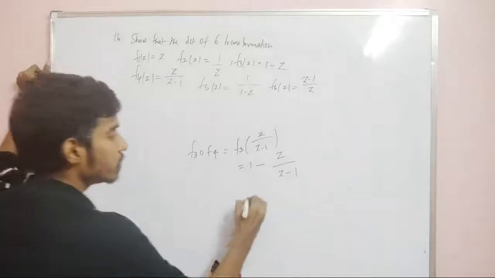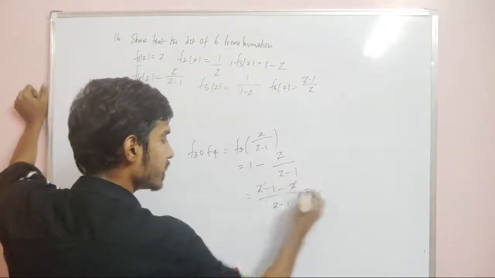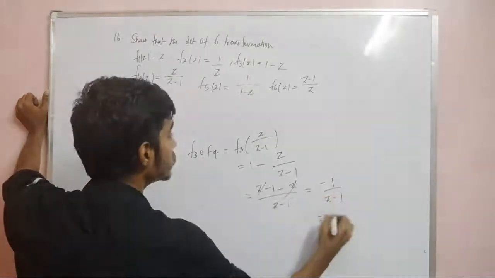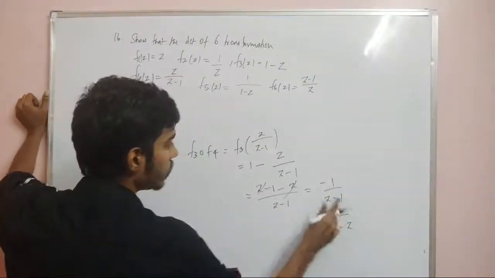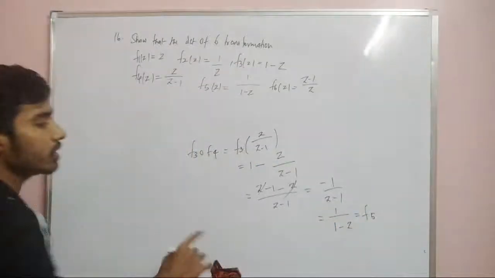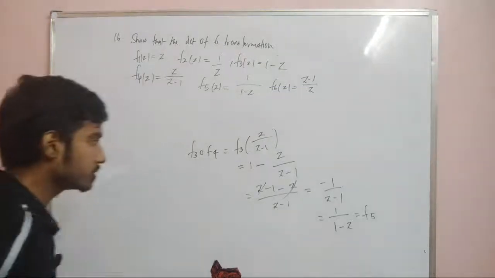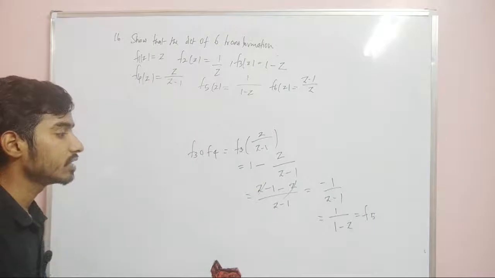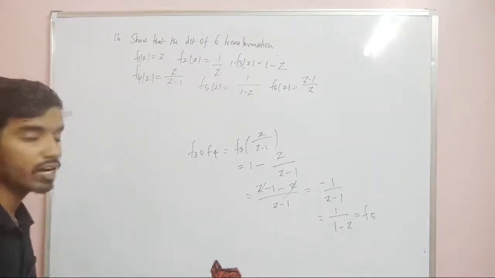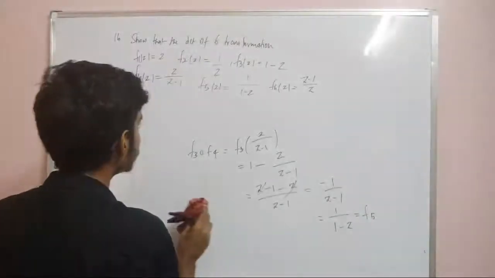So when you simplify this, it will be z minus 1 minus z by z minus 1. This z will get cancelled. So we have minus 1 by z minus 1. I can write this as 1 by 1 minus z, which is f5. In every way like this you need to find the Cayley's table, and with the Cayley's table you can say that it is closed because every element of the Cayley's table belongs to G, and it is associative, and f1 of z is our identity element, and you find the inverse for each element.